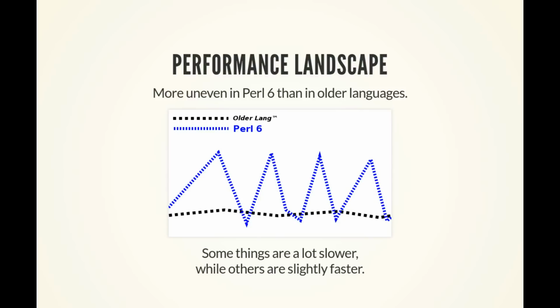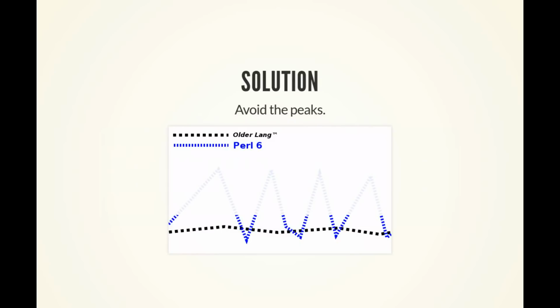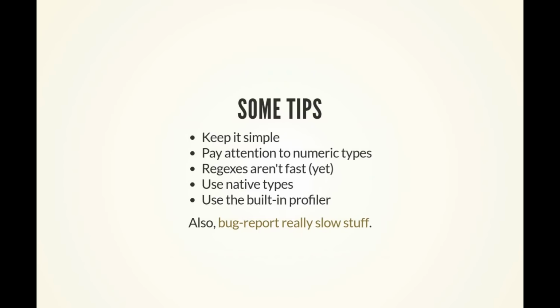One of the solutions to this problem is to simply wait for core developers to make everything fast. For example, in this code example, if you create sets, in the last release, this program took 81 seconds. On a development commit that will make it into the next release, it now takes just half a second, so it became 161 times faster. Now, of course, this process will take some time, so if you don't want to wait for it, you could learn to avoid all the things that are slow and just use the fast part of the language in programs where you care a lot about performance.